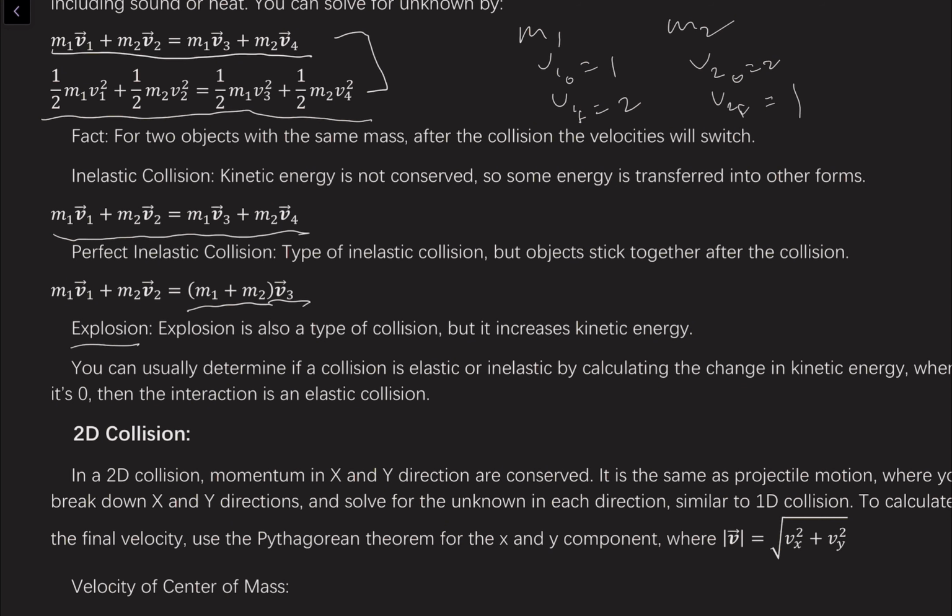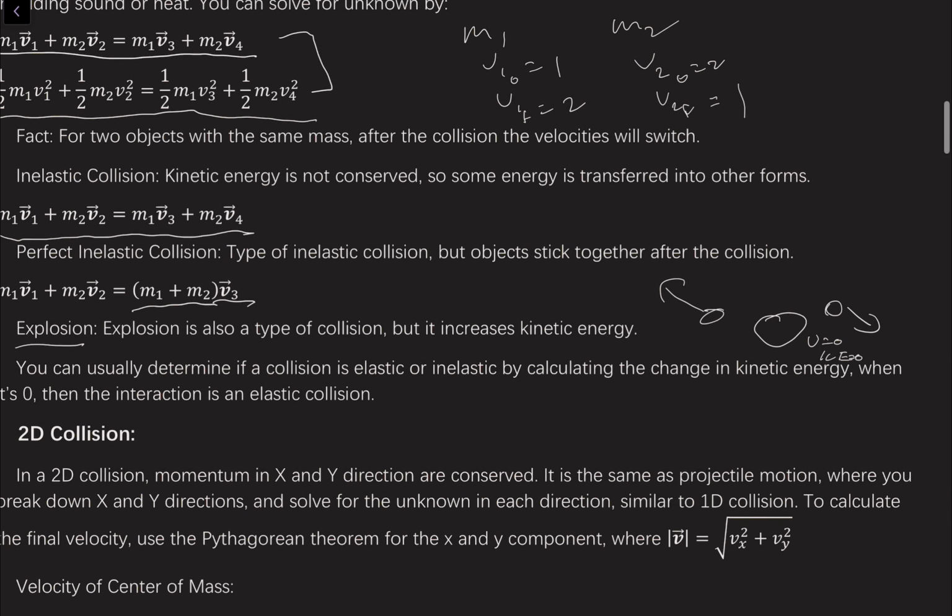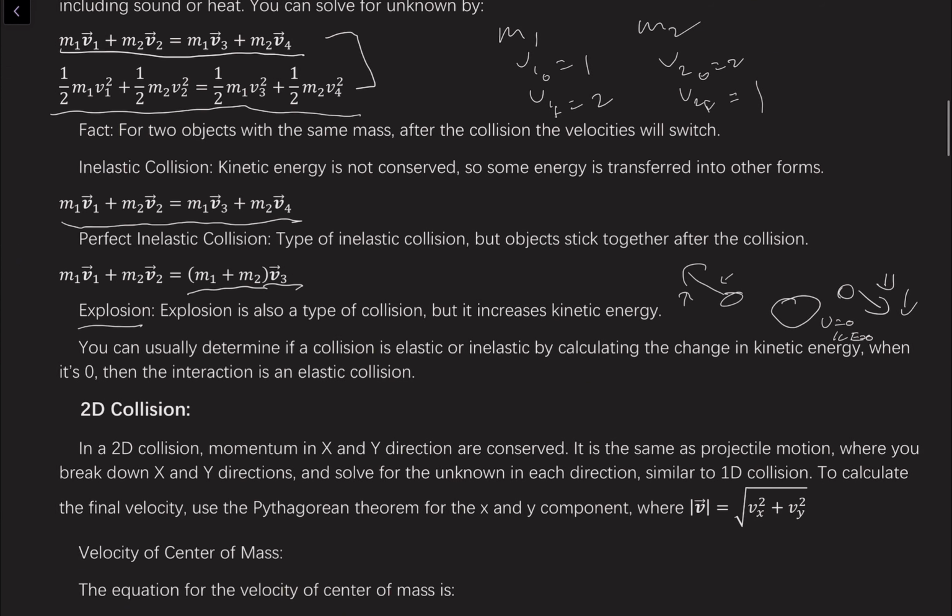An explosion is actually a type of collision with increased kinetic energy. Let's say you have an object that's not moving. It starts not moving, so v equals 0, so the KE equals 0. But it may blast into different parts. It might look like this. Momentum is still conserved: this goes to the left, this goes to the right, up, down. Momentum is conserved, but kinetic energy is actually increased because these pieces possess kinetic energy, so they're moving.